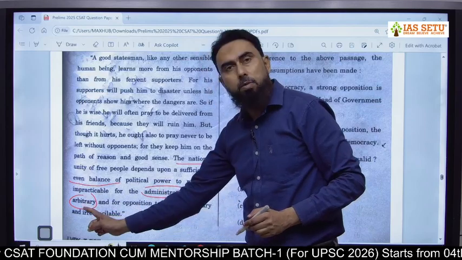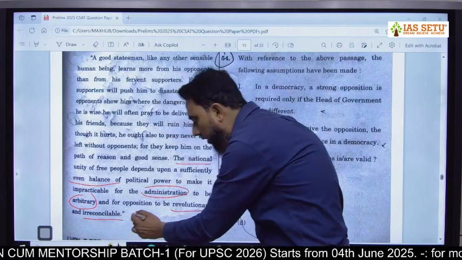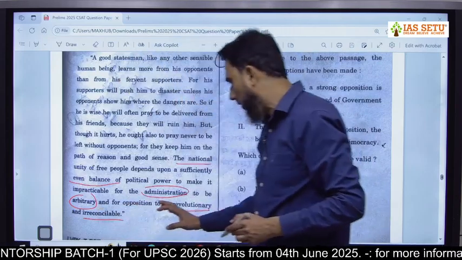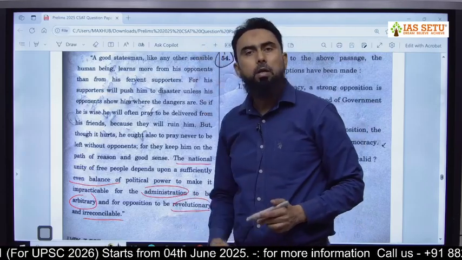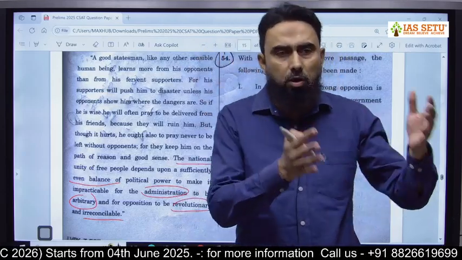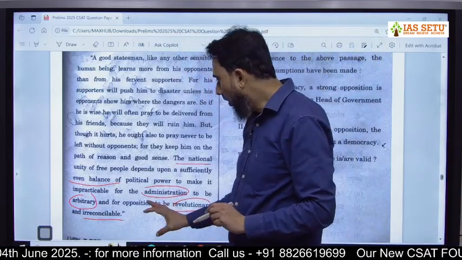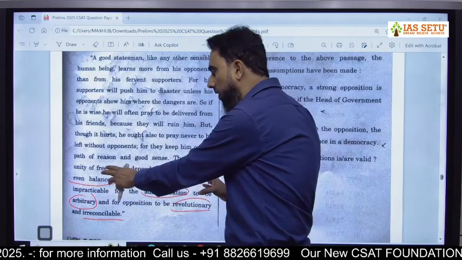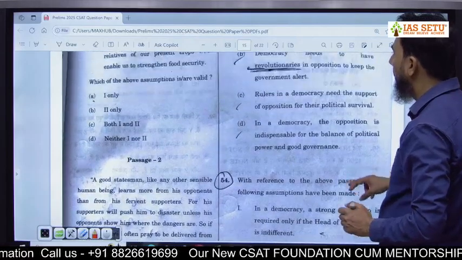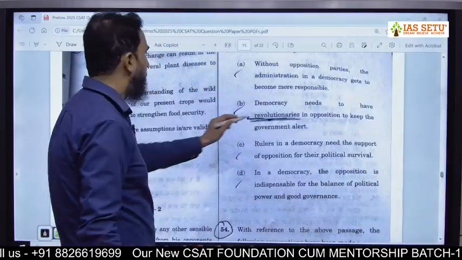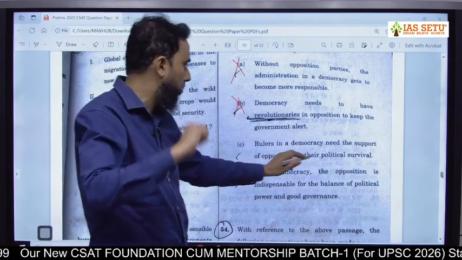So administration cannot become arbitrary at the same time, and for opposition to be revolutionary and irreconcilable. Irreconcilable. So opposition should not become revolutionary. It becomes hard for the government to work with them, and they don't listen to, they don't reconcile. So both should be, there should be an equal balance, and both should be contained. So that's the reason this option B is incorrect, because it says the opposition should be revolutionaries. A is out. C, rulers in a democracy need the support of opposition for their political survival.